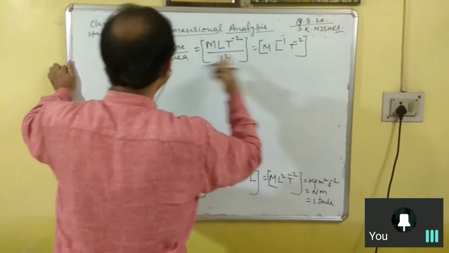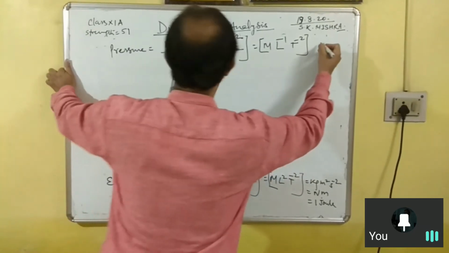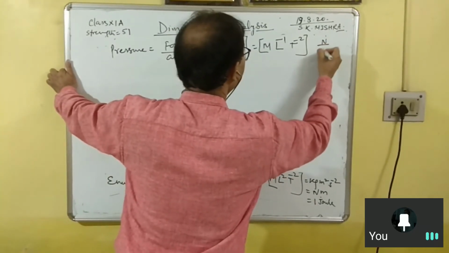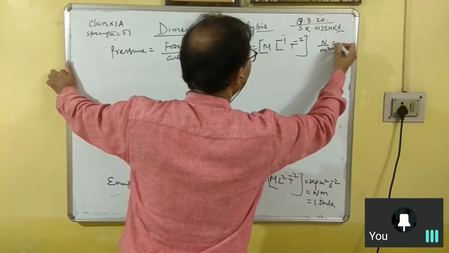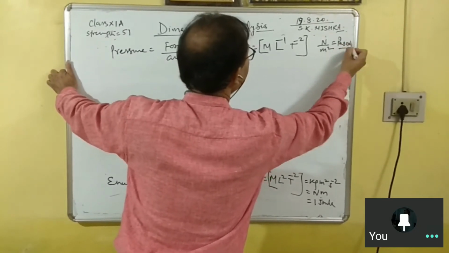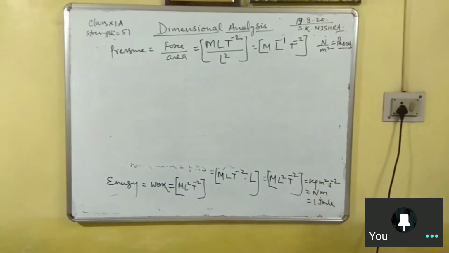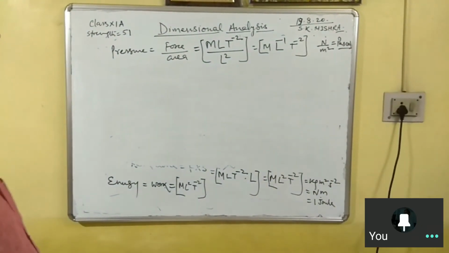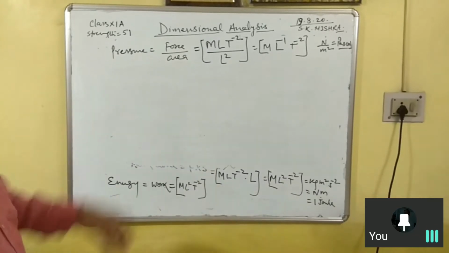And what should be the unit of pressure? The unit of pressure is Newton per meter square. This is known as Pascal, Pa. Side by side I am talking about the units also.